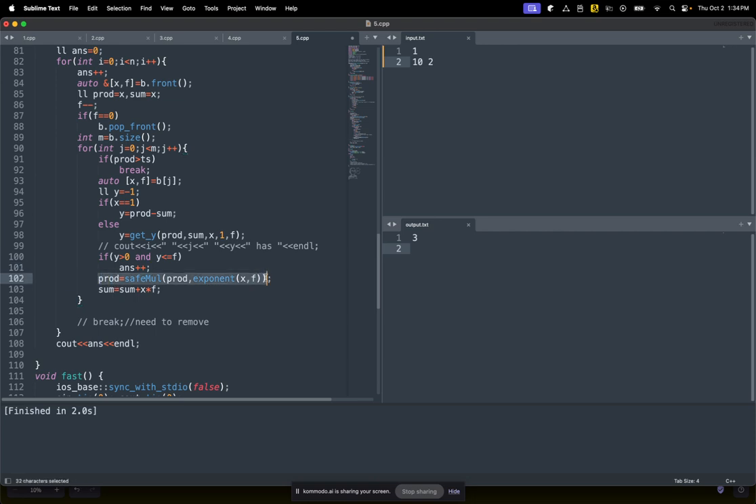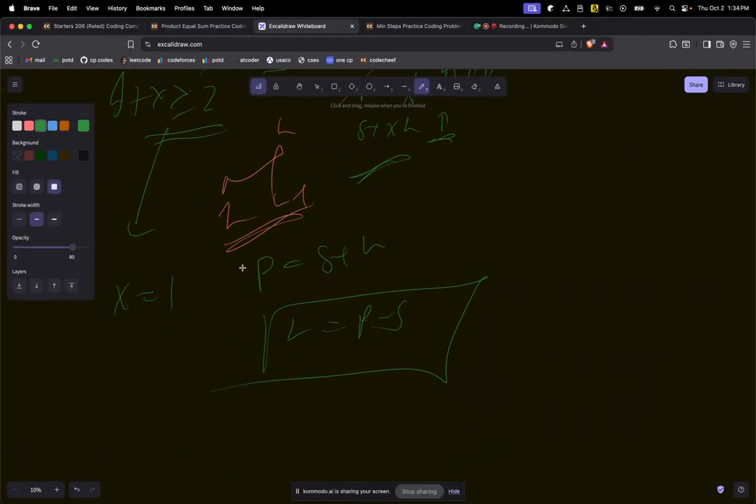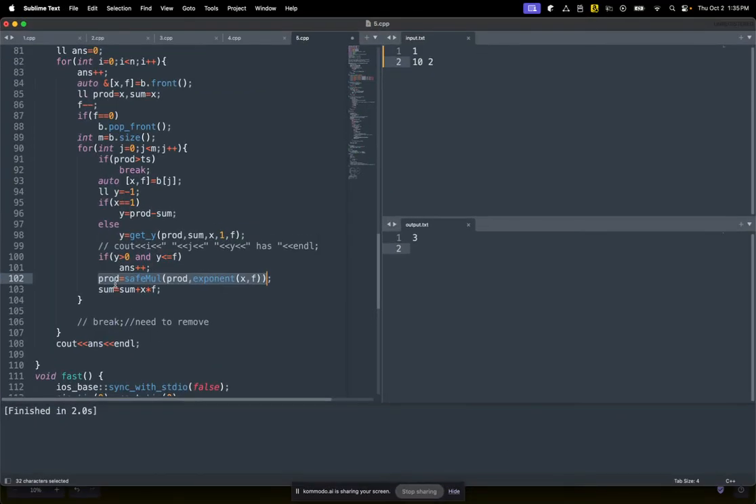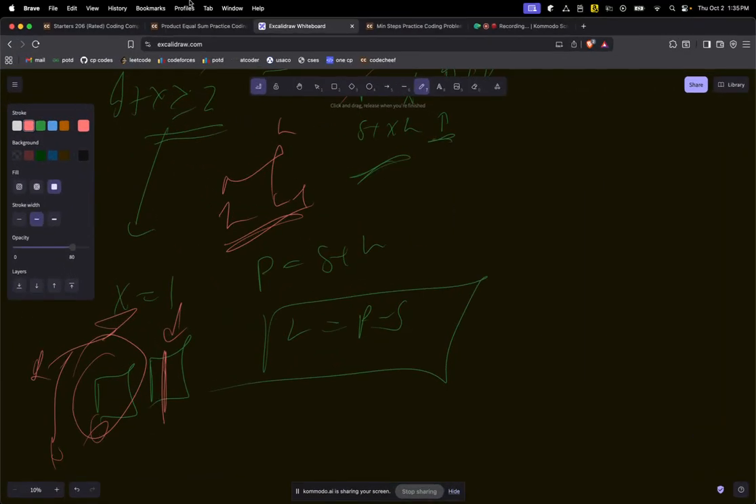Then finally, if you are at this term, you want to see at what term in the next thing the product and sum can be equal. So this product has to be in the array, right? So that is what we are doing. You are picking the whole term in the product, so safe multiplication of product into exponent. So again, product into x raised to power f and sum plus x into f. And then finally just return the answer.